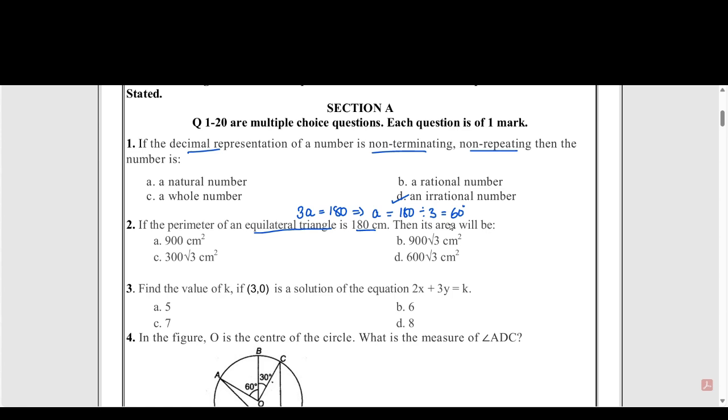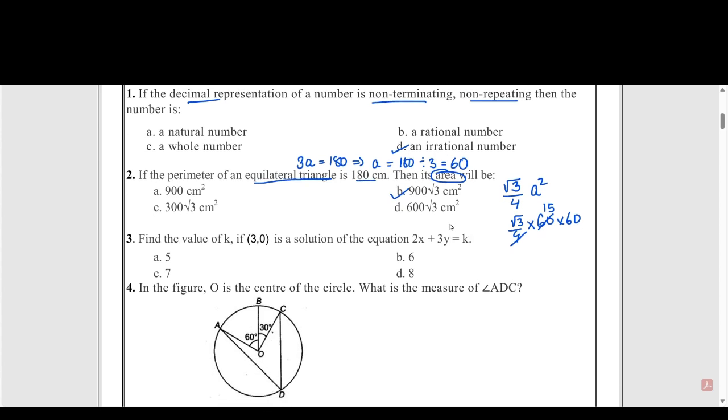Now area of equilateral triangle, you can directly apply the formula root 3 by 4 a square, or otherwise you can use Heron's formula, but this is the easiest method to find area of equilateral triangle. Only for equilateral triangle, root 3 by 4, a is 60, 60 into 60, both are divisible, 4 and 60, 15. If you multiply, you will get 900 root 3.